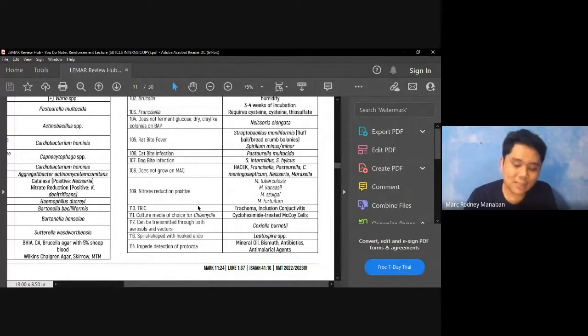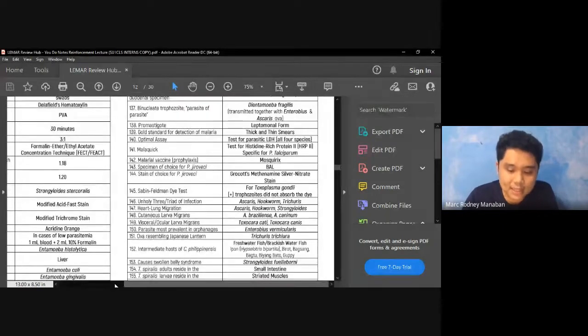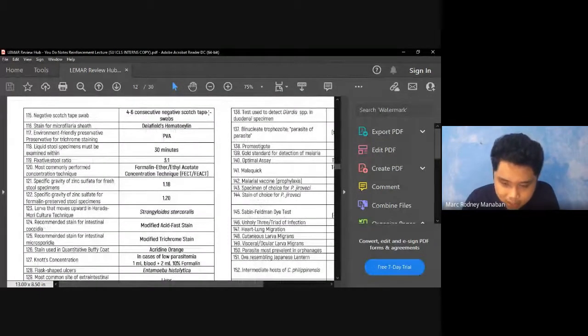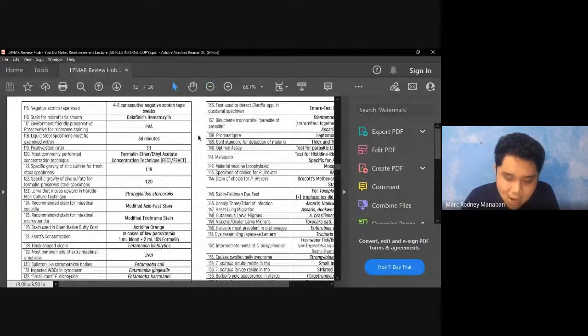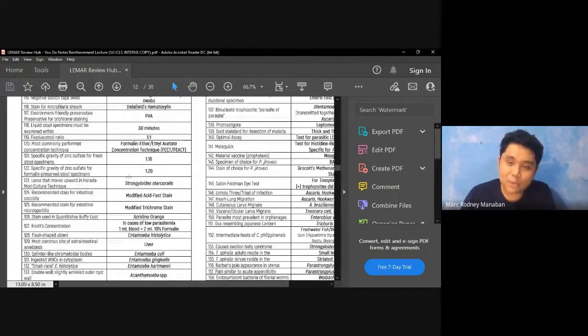So for para, review this in what we discussed. So 114, impede detection of protozoa: mineral oil came out, bismuth, antibiotics, and also anti-malarial agents. Alright, take note, fixative to stool ratio, 3:1. Stain of choice for the microfilarial sheath, you have Delafield hematoxylin. The SG of zinc sulfate, you know that already. Fresh stool sample, 1.18, and if formalin preserved, 1.20.